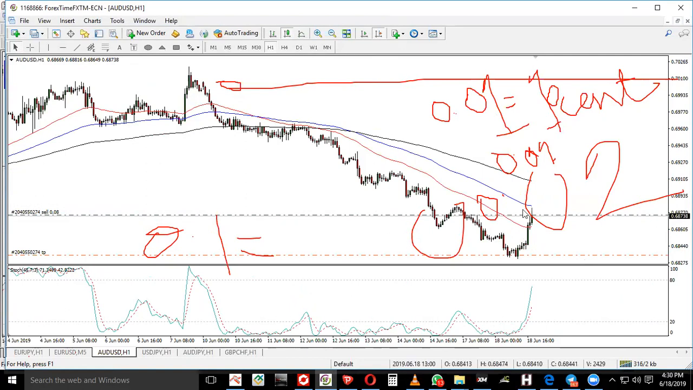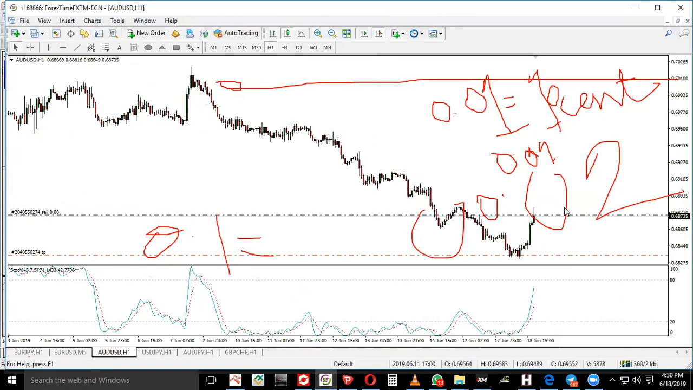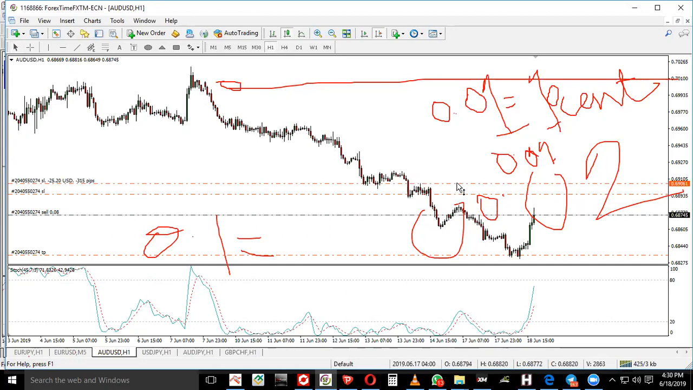All right, guys. So let's continue from where we stopped, please. Remember I told you guys that this zero, the micro lot, is represented by 0.01 on your MT4. You understand?